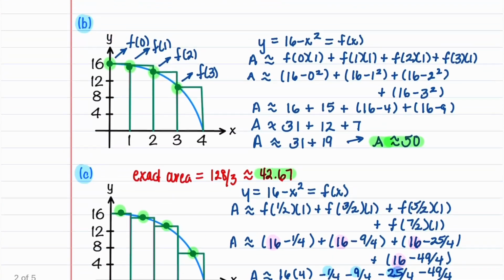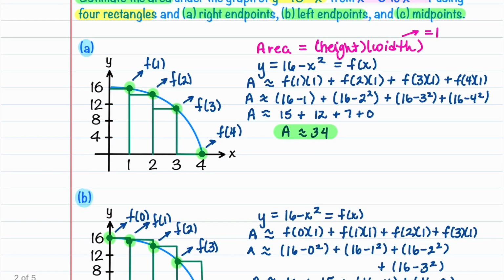Let's go back up here to part A. We got that our area was approximately 34. That is less than our exact area, and we expect that because if you look here at our graph, you can see that our rectangles are smaller than the area under our blue curve.